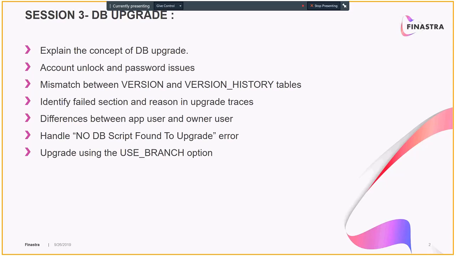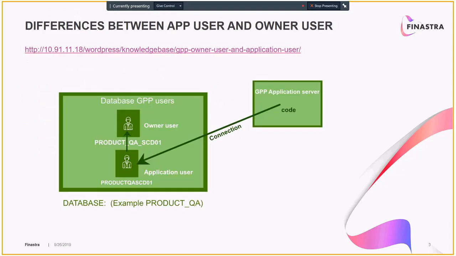So what we would be covering here today is: explain the concept of DB upgrade, account locked due to password or other issues, mismatch between version or version history tables, identify why the DB upgrade has failed, difference between app user and owner user, and errors due to no script found. Various times the DB upgrade fails due to scripts not found. So why do those fail and what is the fix for that? And upgrade using use branch.